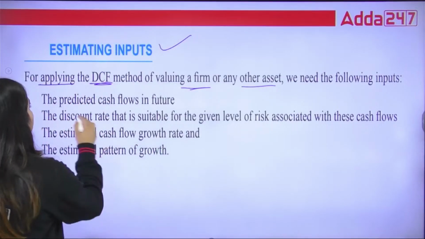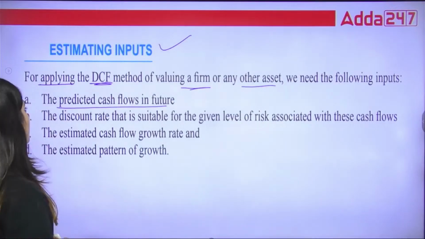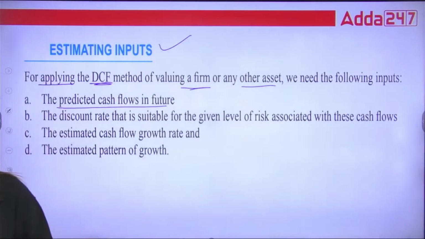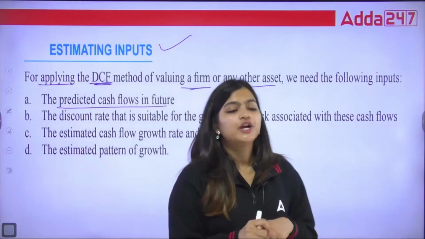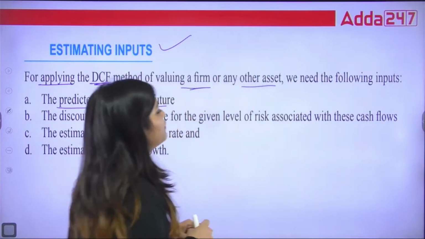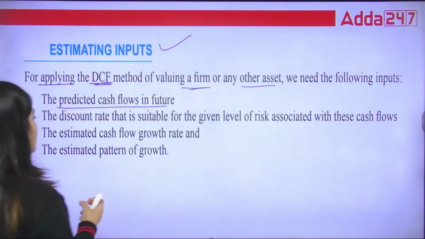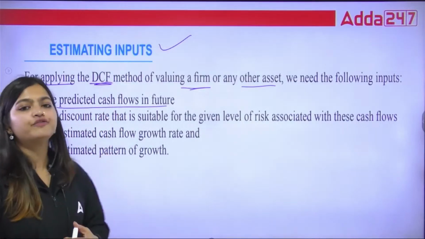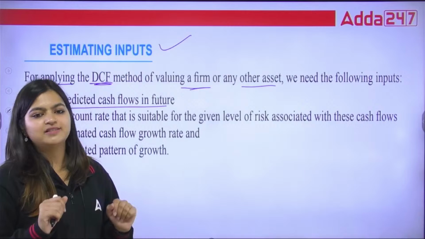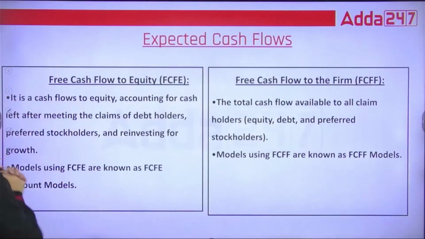But now, I am going to tell you the terms we are going to use for the calculations. First is your predicted cash flows in the future. Next is your discount rate that is suitable for the given level of risk associated with these cash flows. Next, we have the estimated cash flow growth rate and the estimated pattern of growth. Just wait a second. I'm going to tell you each and everything. Don't worry.